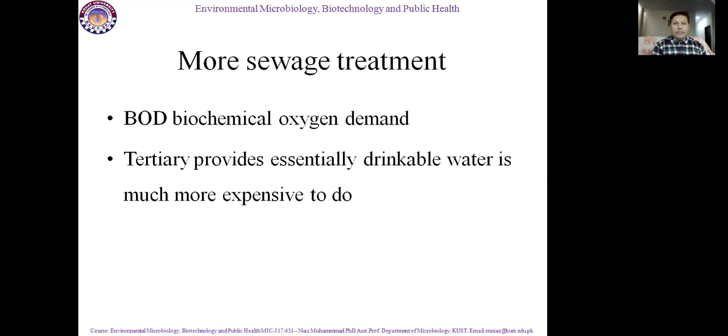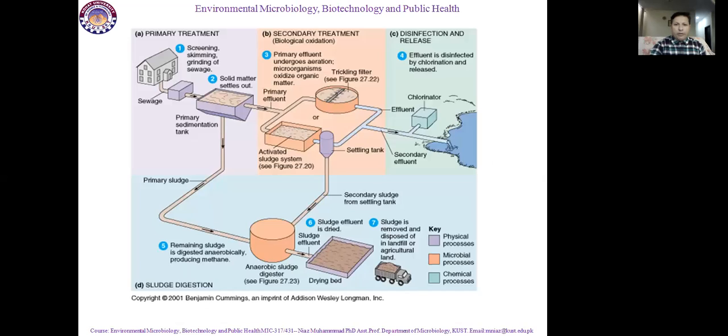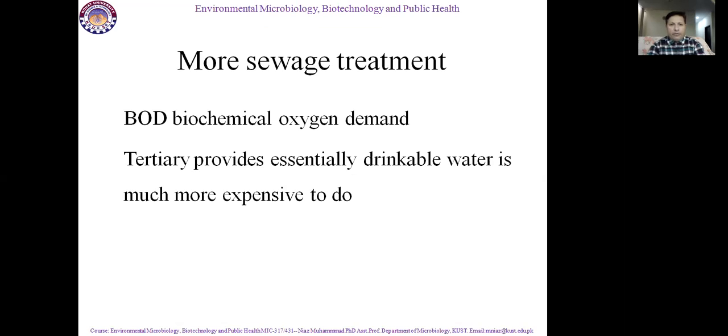In tertiary treatment, which provides essentially drinkable water, it is much more expensive to do. In tertiary, we are using chemicals and a filtration process to remove the bacteria and viruses from water. Either we can use it again for agriculture, for animals, for industry, or for any other purpose, or we can dispose it into the environment. The diagram we will discuss in our next class in detail.